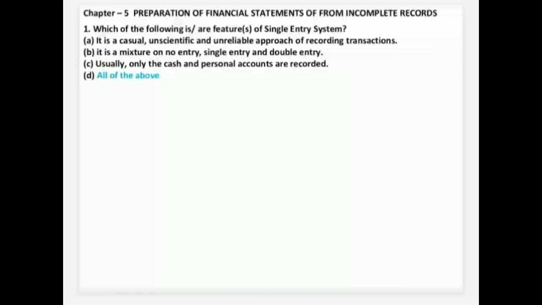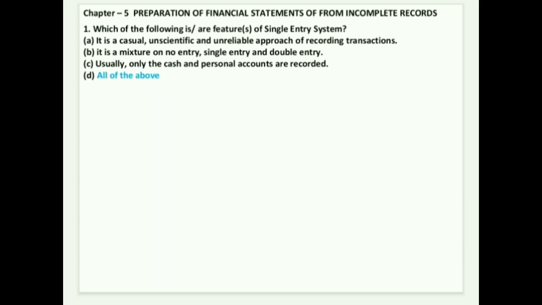Let's start with chapter 5, preparation of financial statements from incomplete records. So I find one important question, which is: which of the following is a feature of the single entry system? If someone asks us which of the following is a feature of the single entry system, all three options are the correct answer.